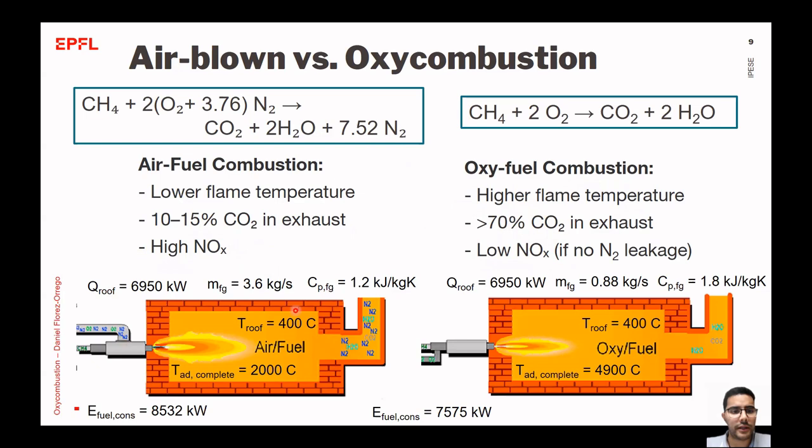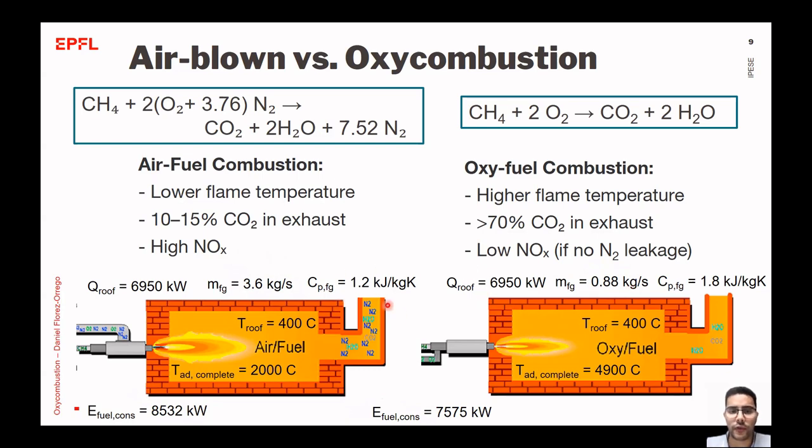You can see here on the left that for a chamber operating temperature of around 400 degrees Celsius, the fuel consumption in air-blown combustion is around 50% higher compared with oxycombustion. Also, the flue gas flow rate in the case of air-blown combustion is around 4 times higher compared to the flue gas flow rate in the oxycombustion application.